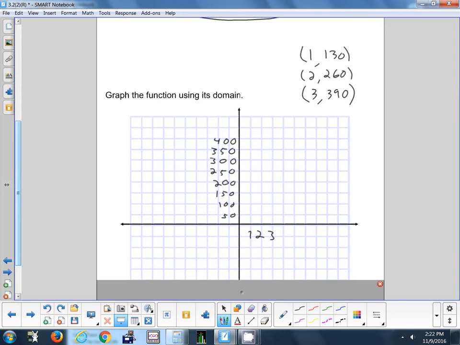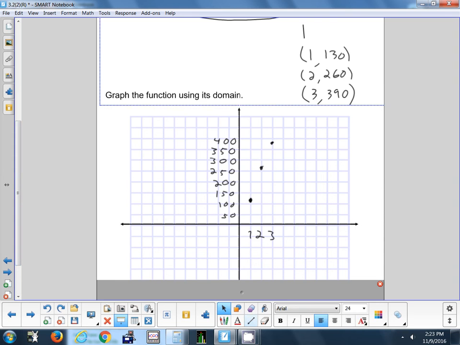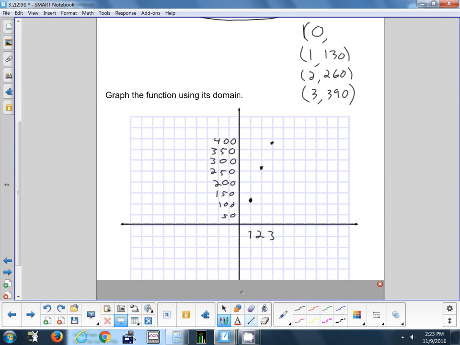So 1 bar, 130. Perfect. Okay, 2 bars, let's see, 260. 3 bars is 390. Now the decision if we should connect them or not. Yes, because you can eat any amount. And actually, I didn't even put this one, but I could. What if you eat 0 bars? How many calories is 0 bars? 0 calories.